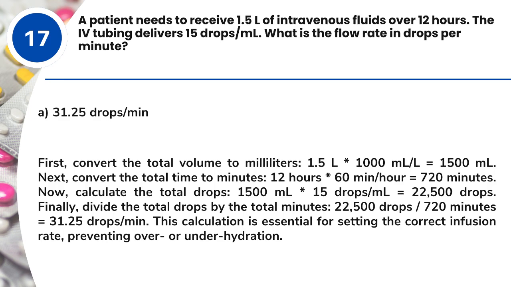Now, calculate the total drops. 1,500 milliliters * 15 drops/ml equals 22,500 drops. Finally, divide the total drops by the total minutes. 22,500 drops / 720 minutes equals 31.25 drops/min. This calculation is essential for setting the correct infusion rate, preventing over or underhydration.